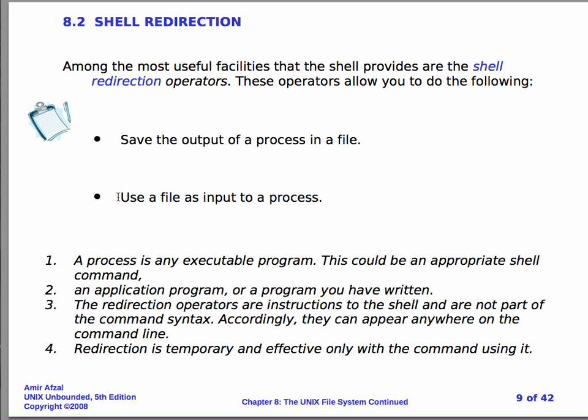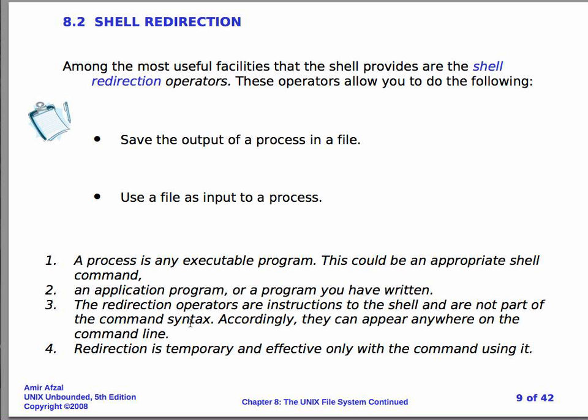You can also do the opposite. You can use a file as input to some other program that's running. When we say process, and you'll see this term quite a bit, what we mean is any executable program that's currently running. This could be a shell command, an application program, or a program that you have written. Later on we will write shell scripts and C programs, and you will take the output of your program and put it into a file, or get input from a file and put that into your C program that's running.